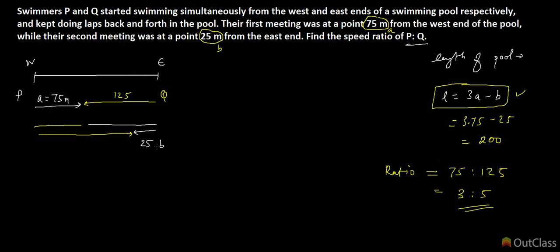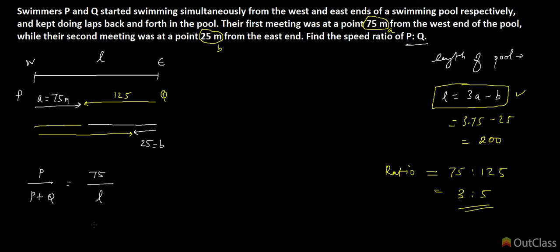Let's do a quick informal derivation of this 3a minus b. So what's happening is, let's take the ratio of P and P plus Q. The distance traveled by P is 75 meters. There's an unknown length we're trying to find; we're trying to derive the formula for this. P has swum 75 in the same time that P plus Q has swum L. That L is this distance, right? The combined distance of the two people is the length of the swimming track.